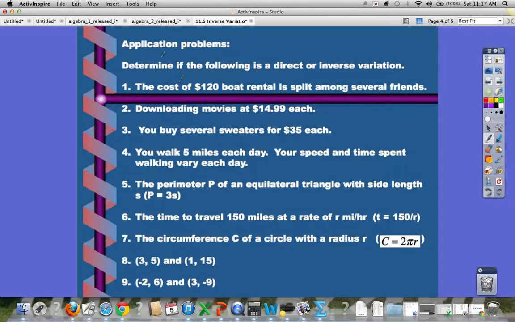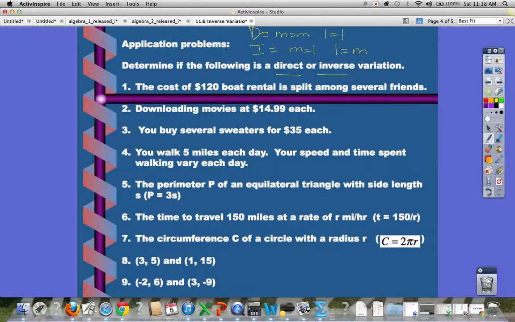All right, so we want to determine with application problems whether it's a direct or an inverse. Okay, this is very important because you're going to be given just random real-life problems, and you're going to have to know what to do with them. But remember, a direct variation is more equals more or less equals less, and an inverse is more equals less or less equals more. You will be able to figure these out without any problem.